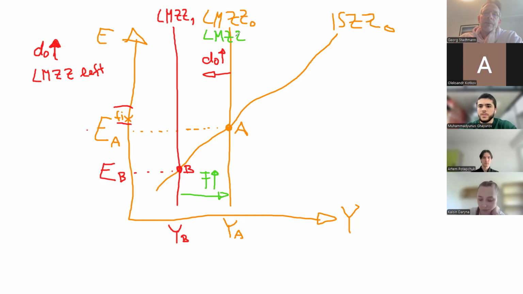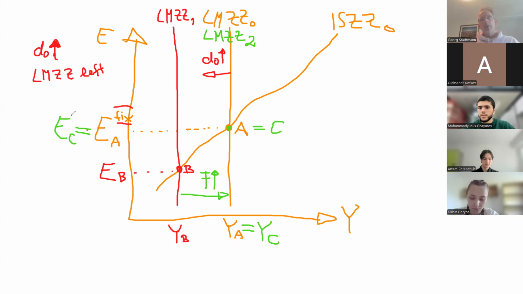The F component is affected, money supply increases, so that we end up with the LMZZ2 curve here. So this is also equal to point C. And then YA is equal to YC. And the exchange rate is fixed. So in the end, the exchange rate is equal to EC, which is equal to the fixed exchange rate level.